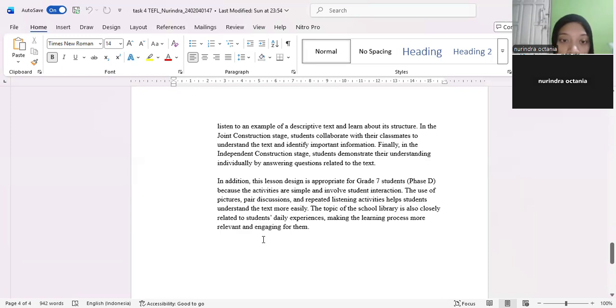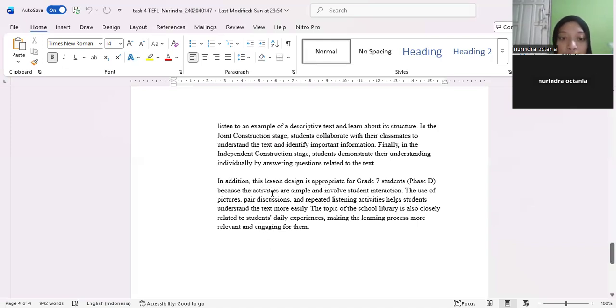In the joint construction stage, students collaborate with their classmates to understand the text and identify important information. Finally, in the independent construction stage, students demonstrate their understanding individually by answering questions related to the text.